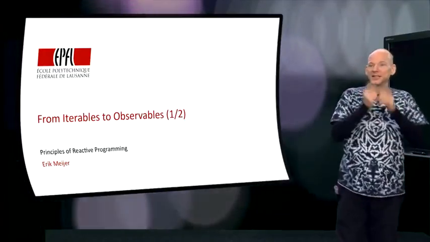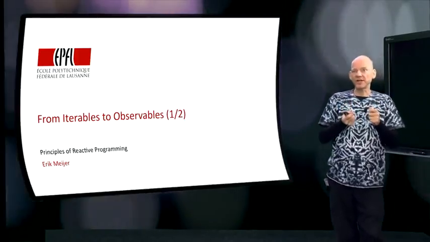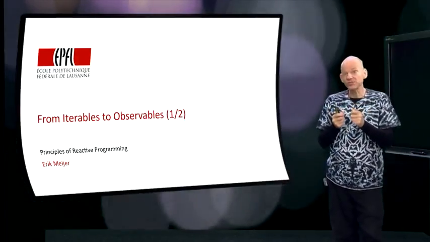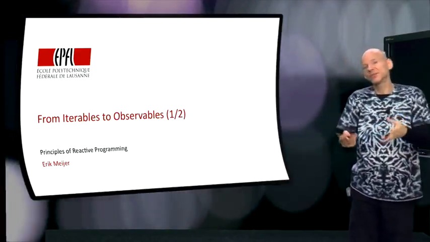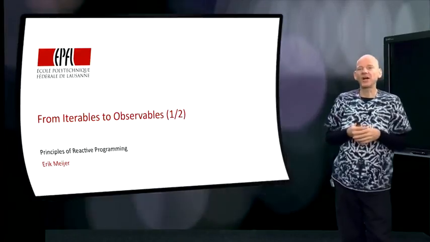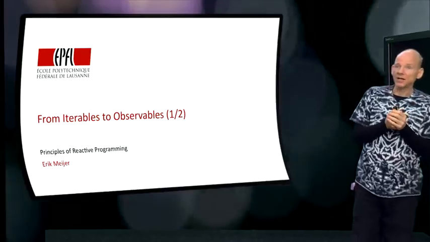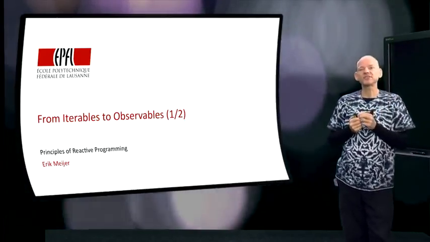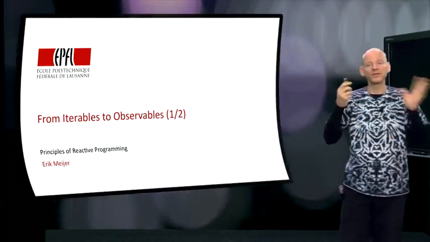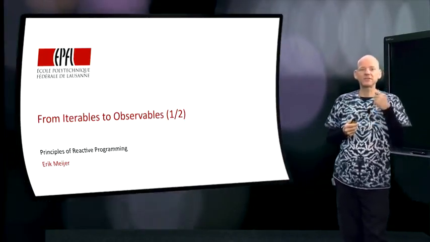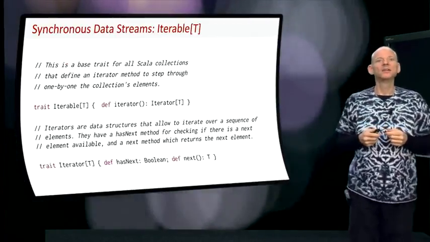Welcome back, everybody. Last time I explained very quickly a magic trick that we could use to turn futures into try, or we could have started with try as well and converted that to futures. What we're going to do now is use that same dualization trick on the right hand side of our square of effects, and we're going to use that to turn iterables into observables. So that's the thing here on the right.